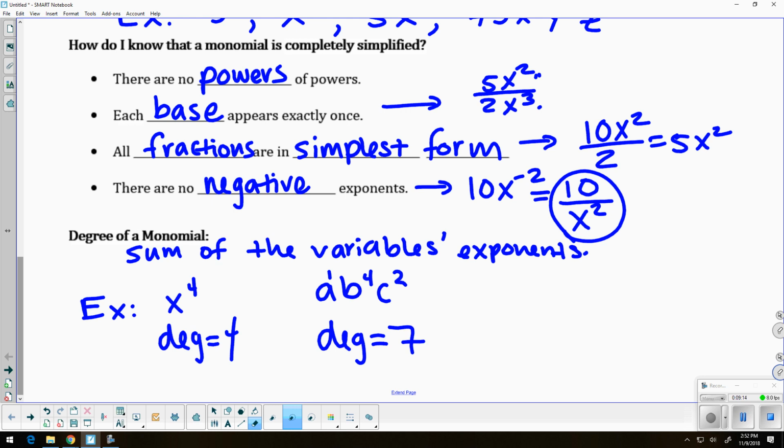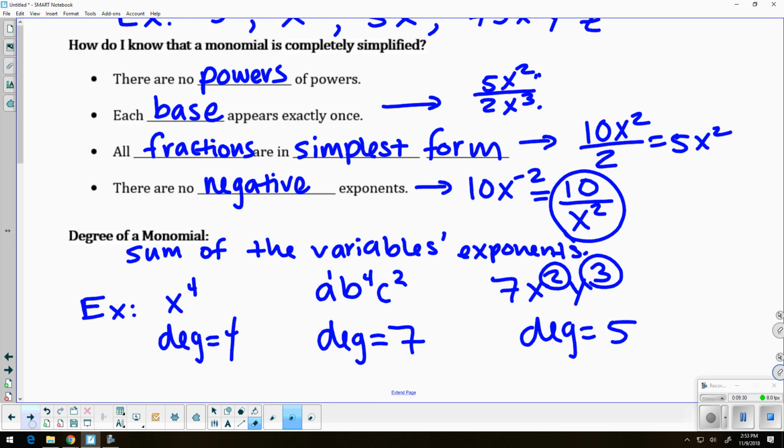Or even if you had something like this, 7x squared y cubed, the degree of that monomial would just be 5. I'm just adding the exponents, so I'm adding 2 and 3 to give me 5. That would be the degree of the monomial. All right, on to the next page.